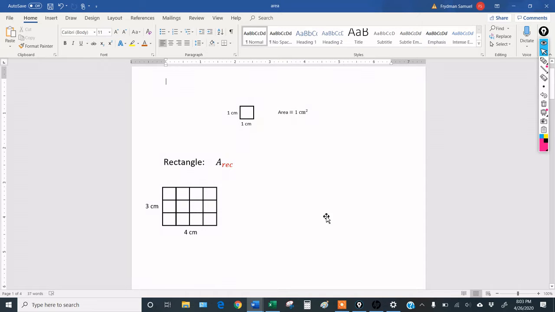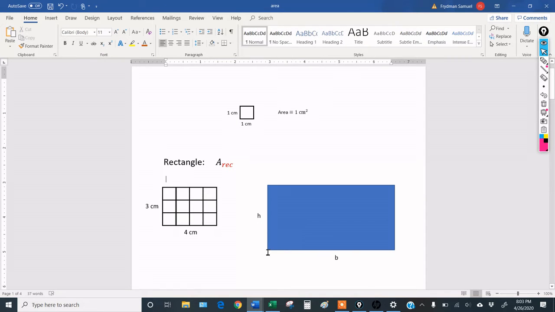In general, if B is the base of a rectangle, and h is the height of a rectangle, then the area is equal to the base times the height. In this equation, the letters REC stand for rectangle. The equation reads, the area of a rectangle is equal to the base of the rectangle times the height of the rectangle.